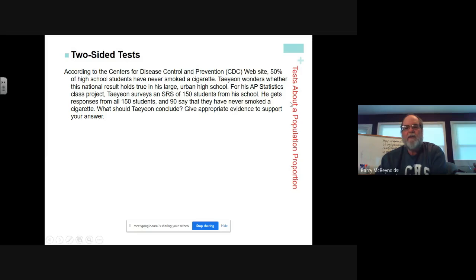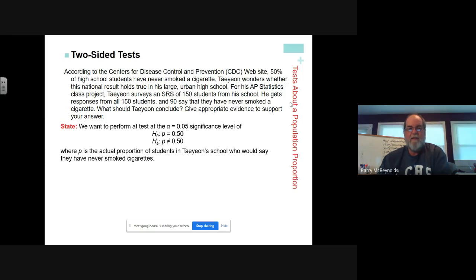Okay, so here's our case. The CDC website says 50% of high school students have never smoked a cigarette. Whoever that is wonders if this is true in his large urban high school. And so he does a simple random sample of 150 students, and out of that 150, 90 say they've never smoked a cigarette. And so what should he conclude? We'll walk through the significance test here.